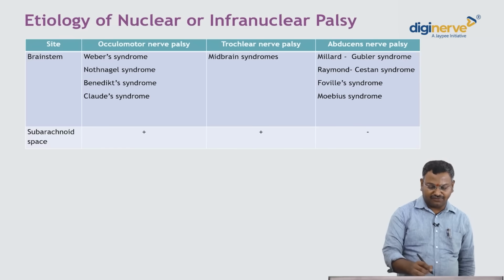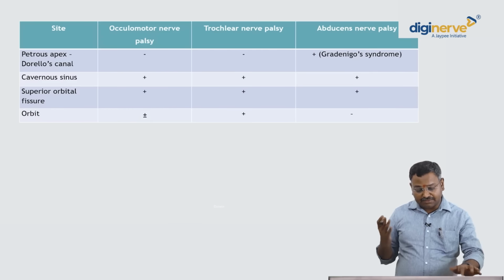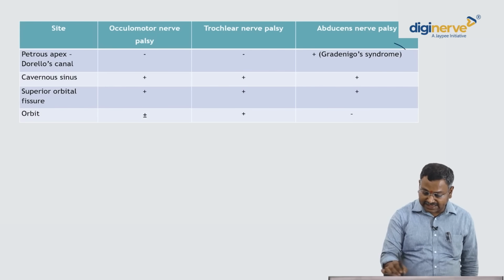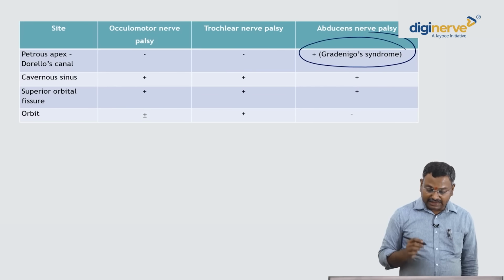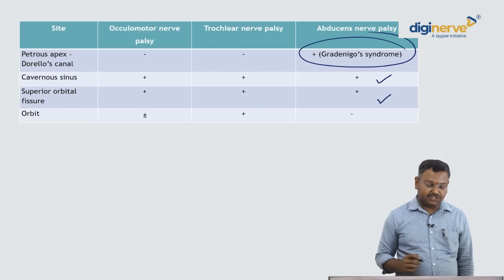Subarachnoid space, the 3rd and 4th cranial nerve get involved. The 6th is less commonly involved. As it comes together, if you see the petrous apex, the Dorello's canal, the 6th cranial nerve can get involved there. In the cavernous sinus syndrome, all 3 can get involved, whereas in the superior orbital fissure syndrome, you also get all 3 cranial nerves involved.